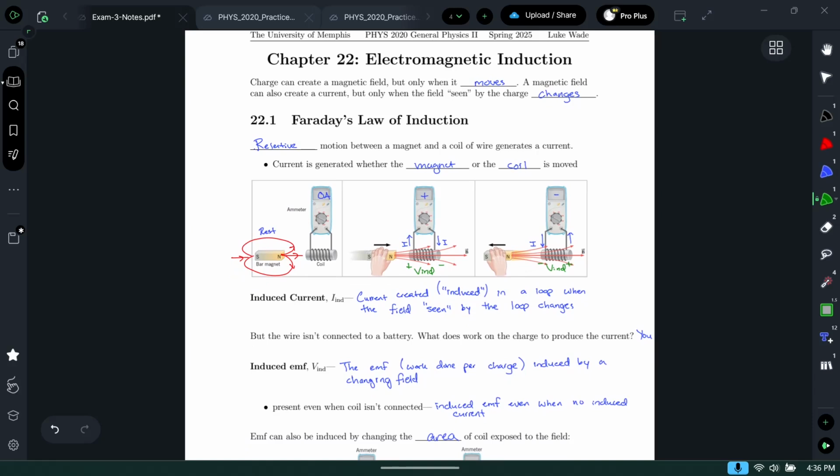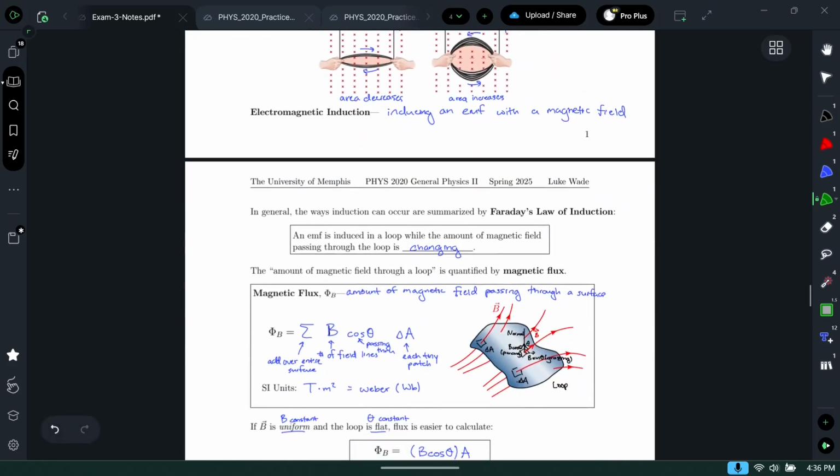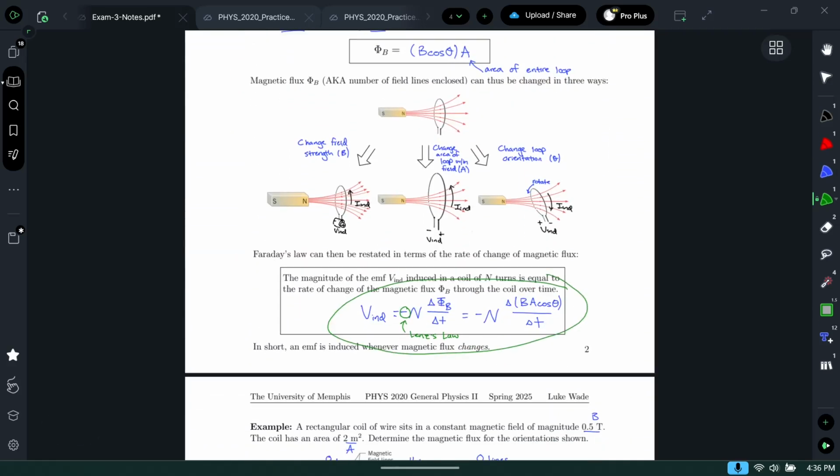Chapter 22. The nice thing about this chapter is it's all talking about one law, and that's Faraday's law. It's just looking at all the little different aspects of it. So I'm going to jump to Faraday's law. It's this right here. It says that if you have a coil or loop of wire and you change how much magnetic field is passing through that coil or loop, you'll get an EMF.